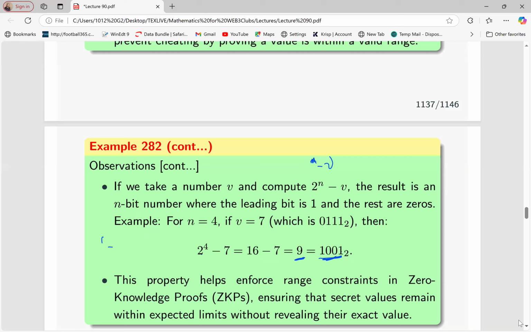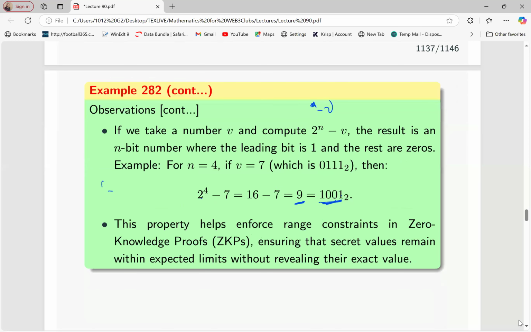So this property, as I've noted here, helps us to enforce the range constraints in zero knowledge proofs by ensuring that the secret values remain within expected limits without revealing what those secret values are. We don't need to reveal what those secret values are, but we just need to show that they are within a given range.